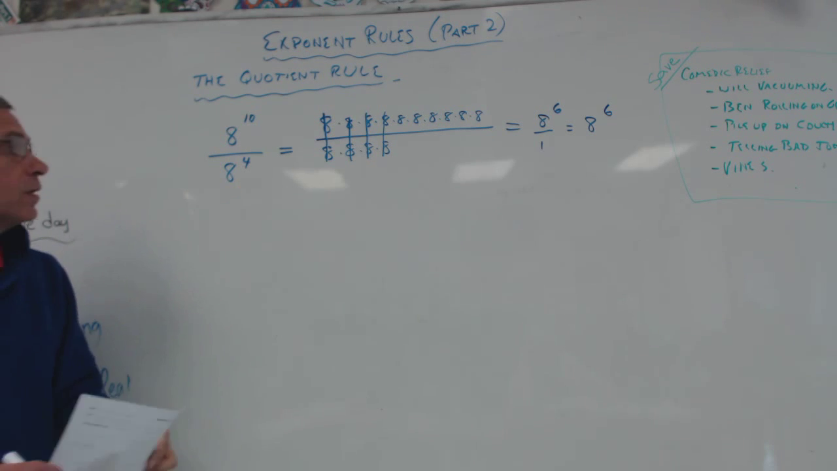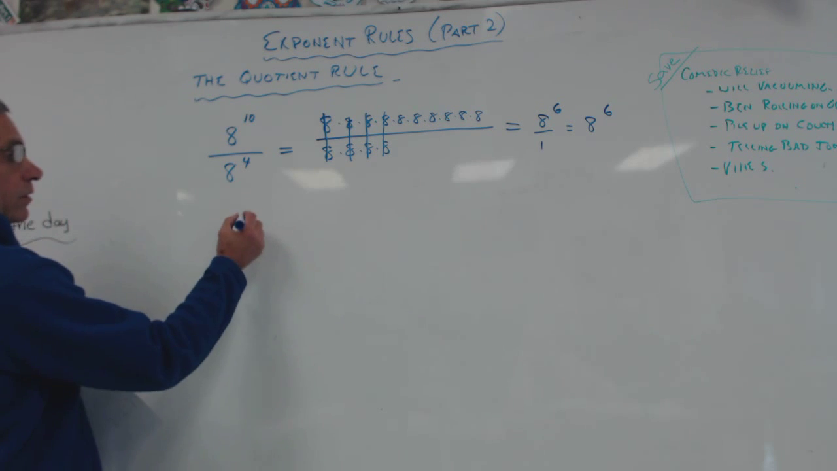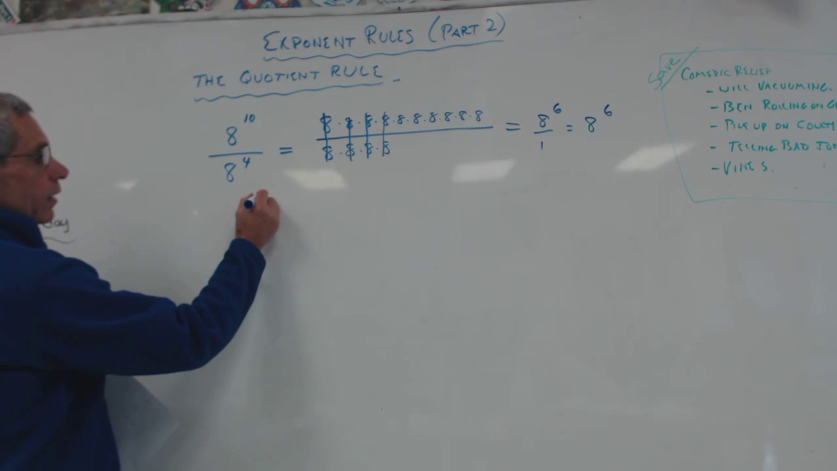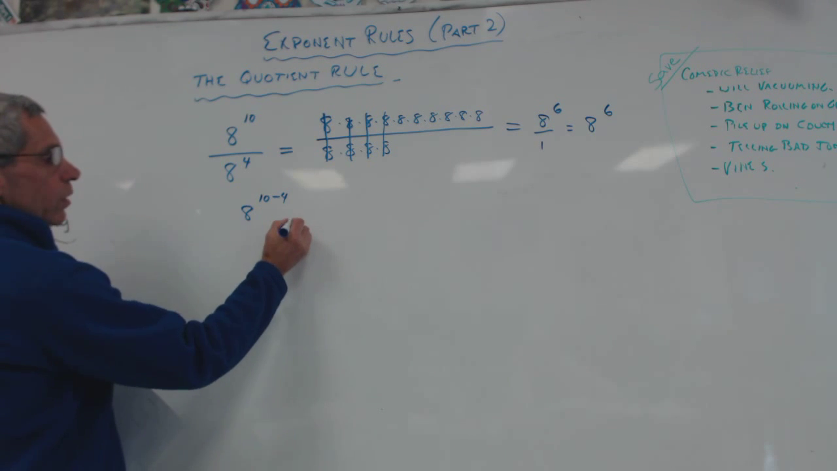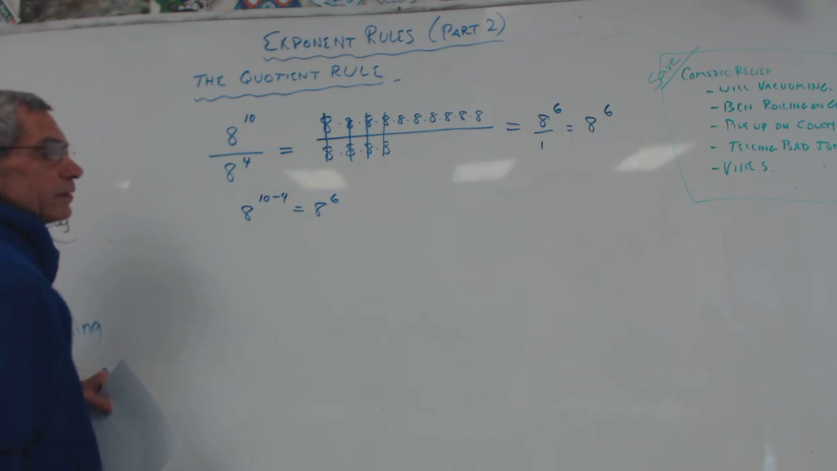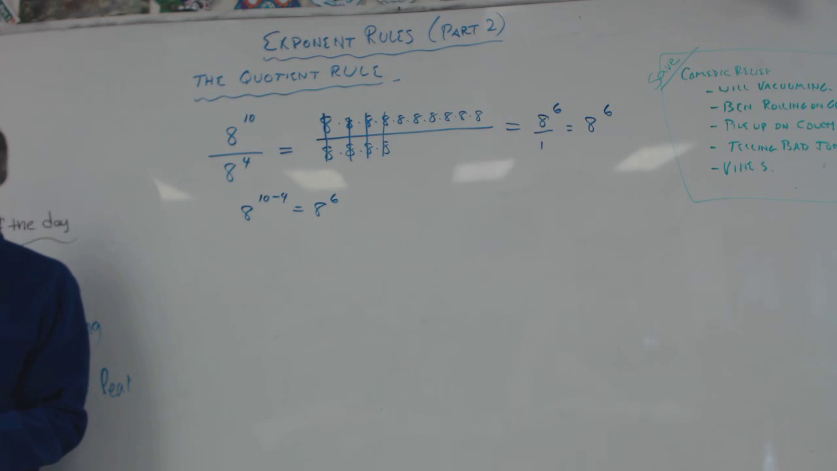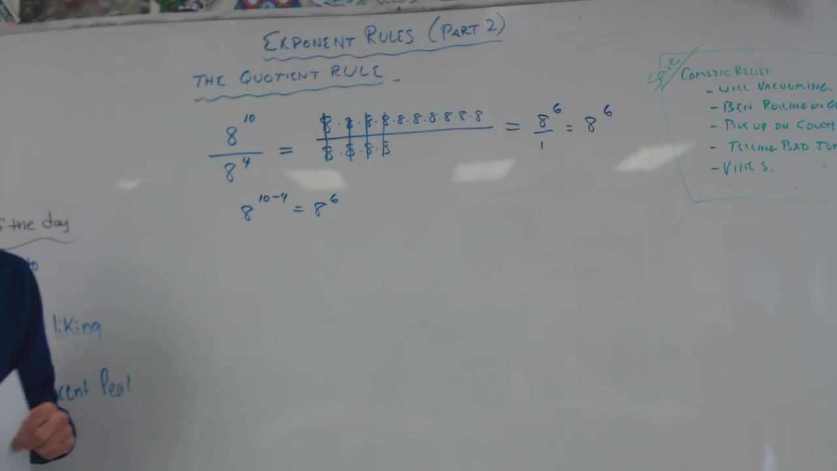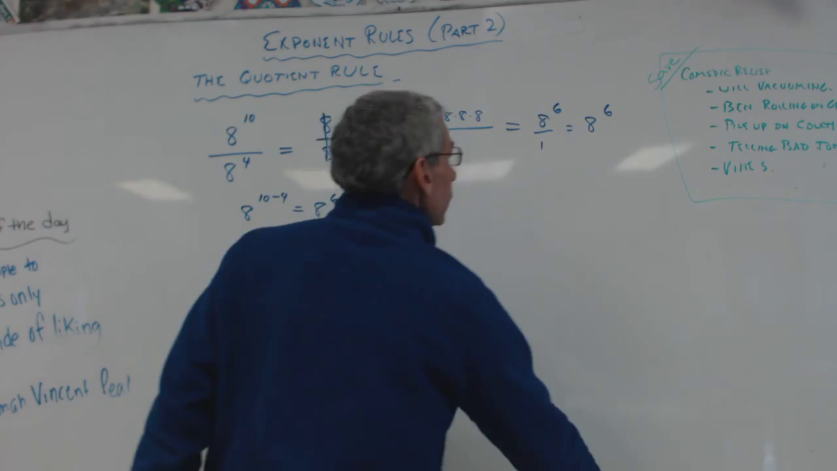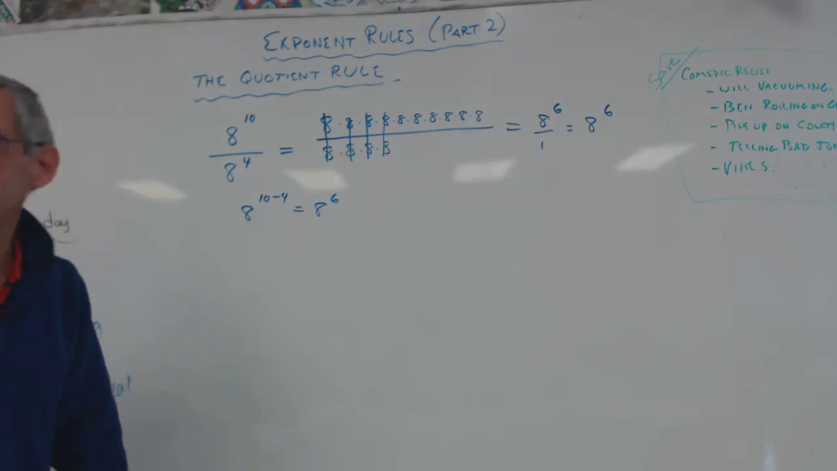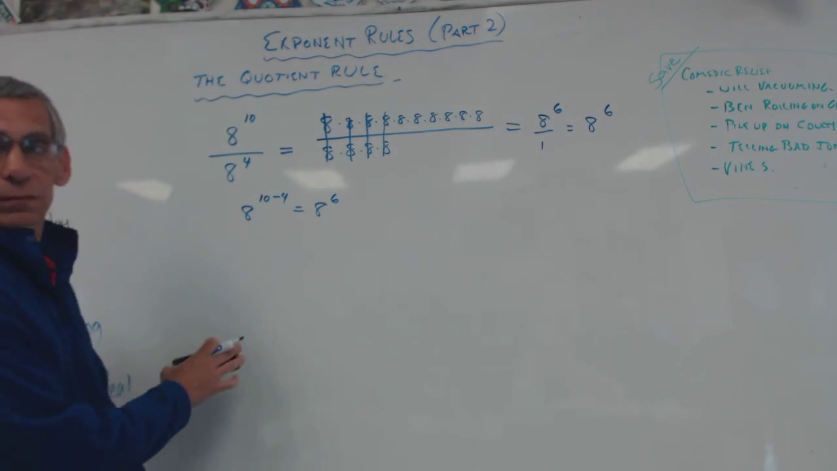Does that make sense? So you could have said this, 8 to the 10 minus 4, which is 8 to the 6th. How quick and how easy is that? That's awesome, right? That's really easy. Now, here, let me write the rule so you can see it. Do you guys have that down in your notes? Yeah.